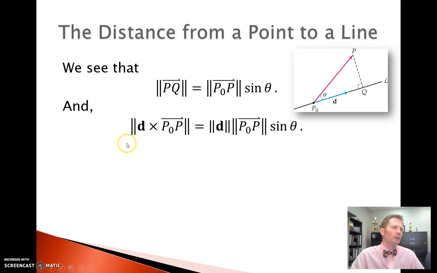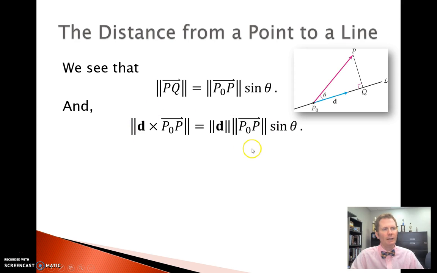And then from a few sections ago, we had that the magnitude of u crossed with v is equal to the magnitude of u times the magnitude of v times the sine of theta. And so for the vector u, I'm going to say that's the direction vector, and for the vector v, I'm using P0 to P. So magnitude of u cross v equals magnitude of u times magnitude of v times sine of theta. If you compare these two expressions, you see they have a lot in common. See, the magnitude of P0P times sine theta is present in both.